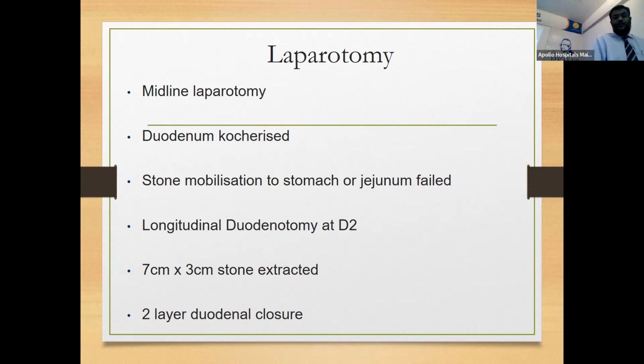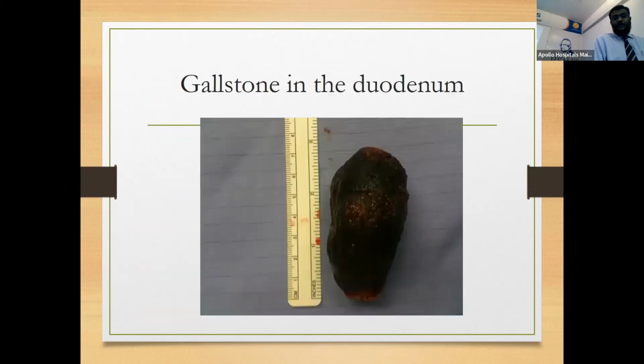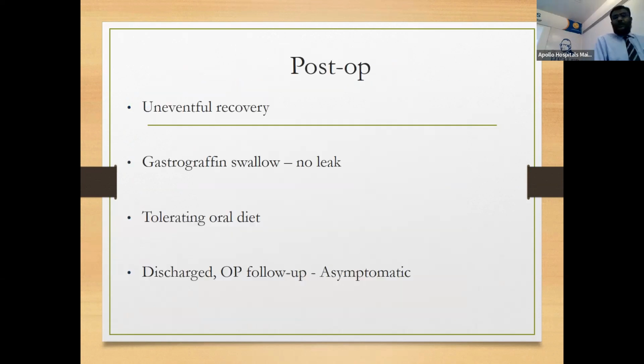So we had to open the duodenum, and the stone was extracted. A two-layer duodenal closure was done. That's what the stone looked like. It's 7 centimeters long and about 3 centimeters wide. So the patient did well, was discharged, and she's been followed up, and she's absolutely fine.